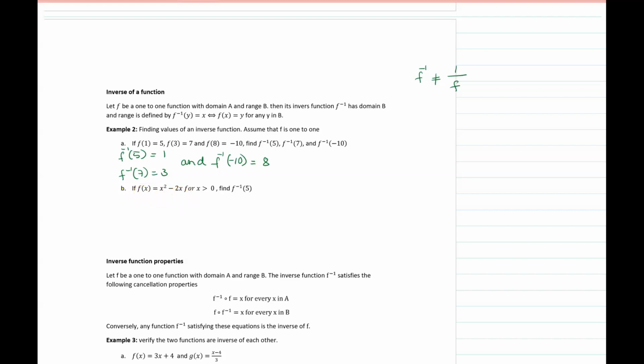Okay. So if f of x equals x squared minus 2x for x greater than 0, we want to find f inverse of 8. This means 8 equals x squared minus 2x. x squared minus 2x minus 8 equals 0. And since x here is greater than or equal to 0, f inverse of 8 is equal to 4.